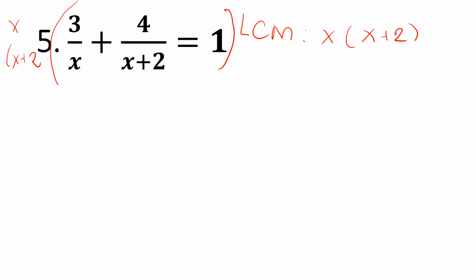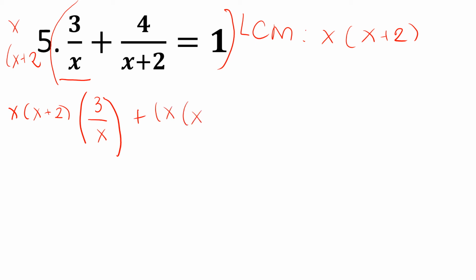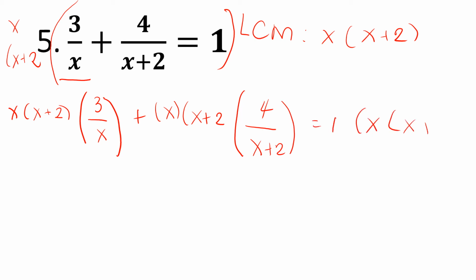Next, you're going to do it step by step. We start with your 3 over x. So x times x plus 2 multiplied to your 3 over x. The next term, x times x plus 2 multiplied to 4 over x plus 2, equals 1 times our x times x plus 2.